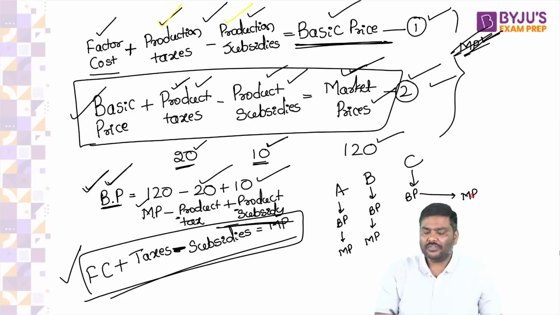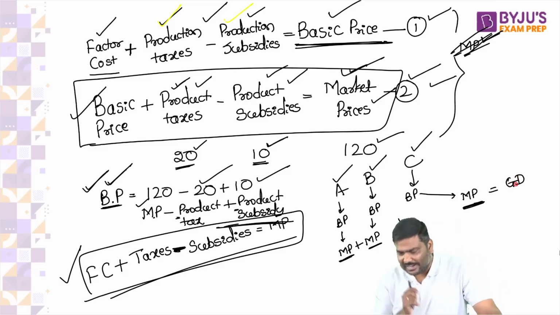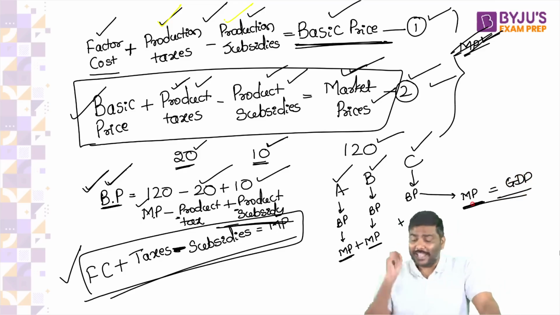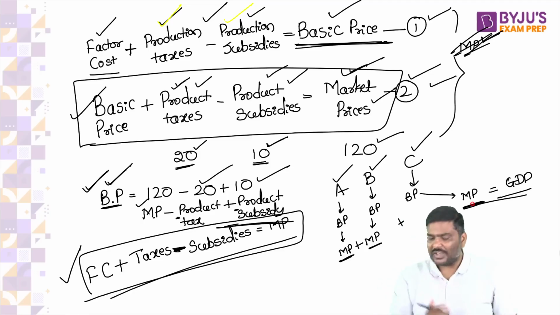Is it okay if I write the market price of goods produced by A plus the market price of goods produced by B plus the market prices of goods produced by C? Please tell me, will it give me GDP? Think of it. Will it give me GDP? Think very carefully. What if I say A is a mining company?